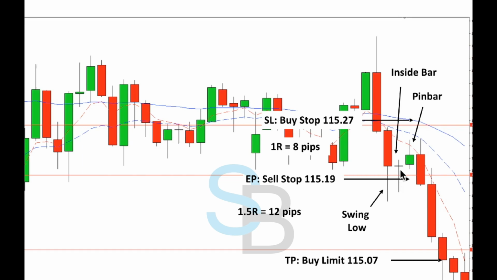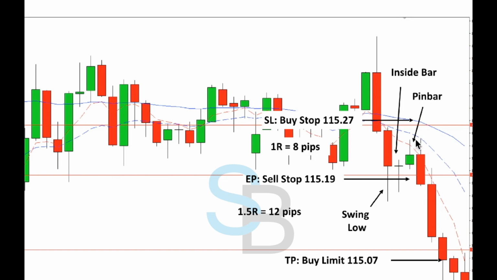Why? Because this inside bar is not a bearish pin bar. Number one. Number two, you can see that it is not testing or finding resistance at the moving averages. So it is not a high probability trade. So I wait for the next candle to appear to see if it's a better candle.